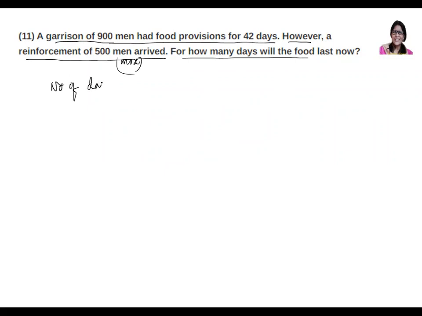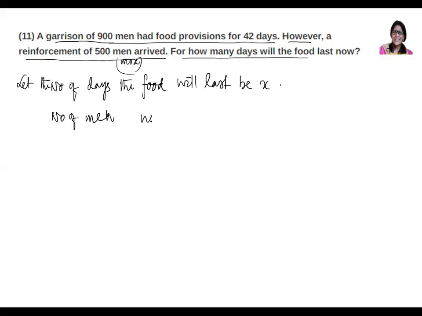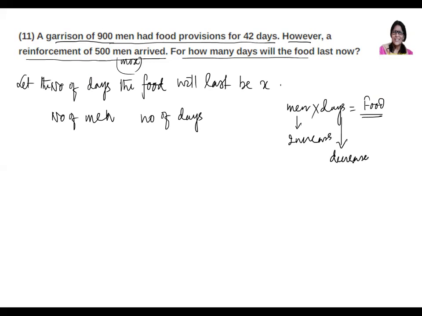So let the number of days the food will last be X days. The number of men, number of days, and their product is the amount of food, which is constant. Food is constant, it cannot be changed because they have bought this much food. So if men increase, days should decrease. There will be a smaller number of days.